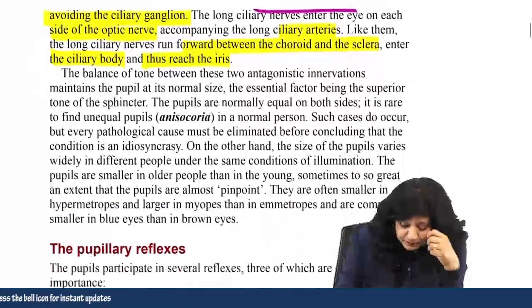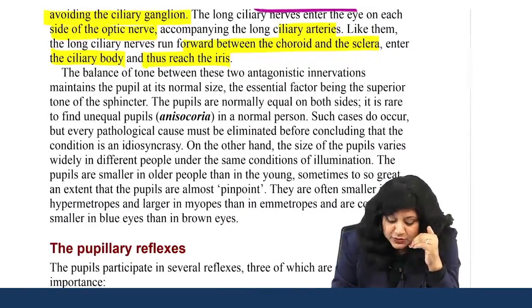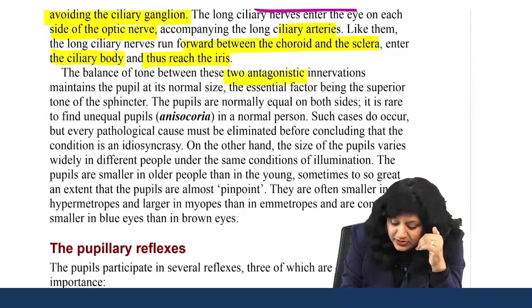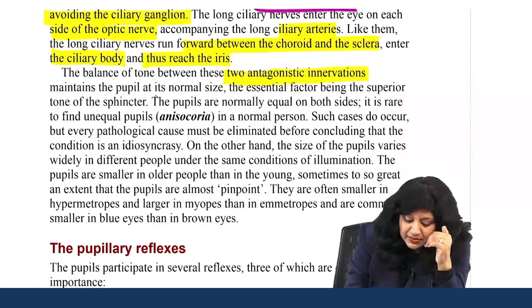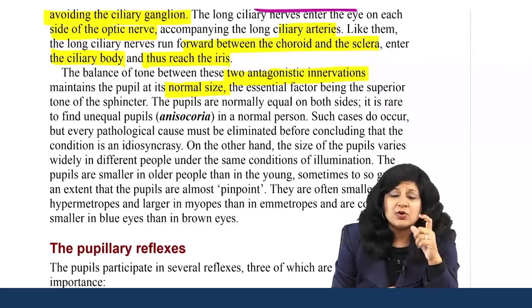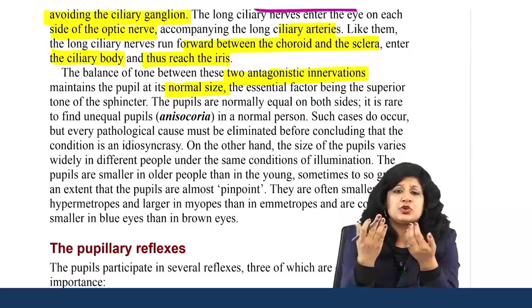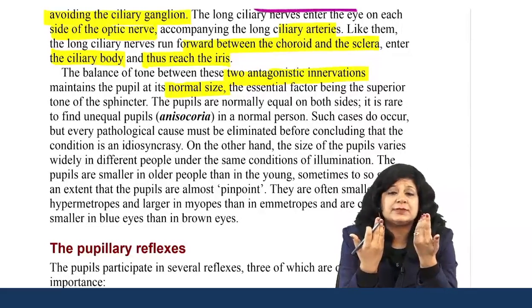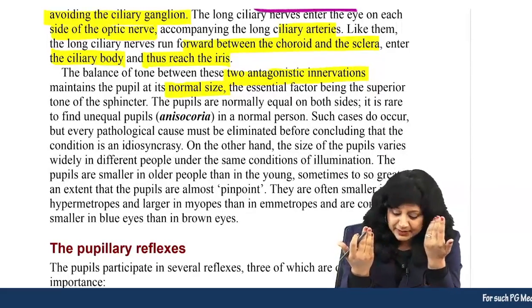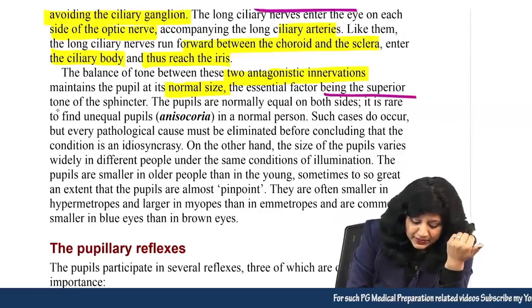Now, if I talk of the balance of tone between these two antagonistic innervations, they maintain the pupil at its normal size. How are they able to maintain the pupil at its normal size? Because you have two opposite forces working every time. An essential factor is the superior tone of the sphincter.